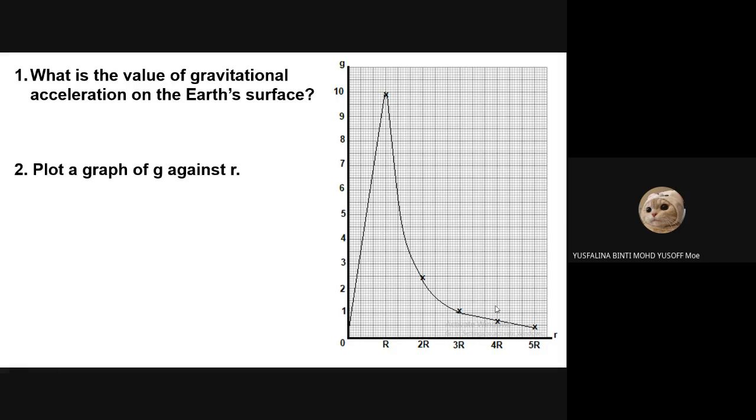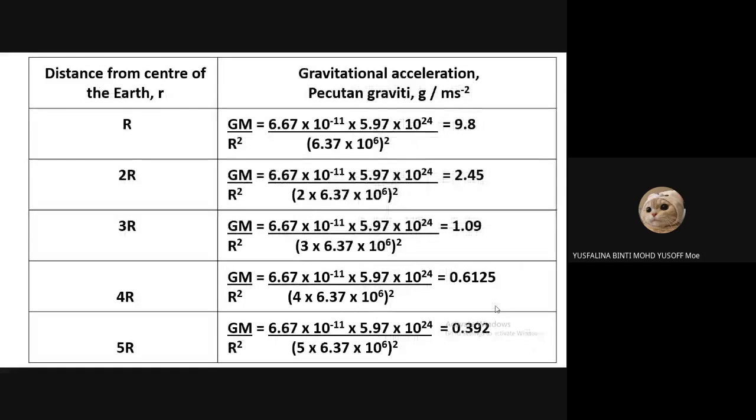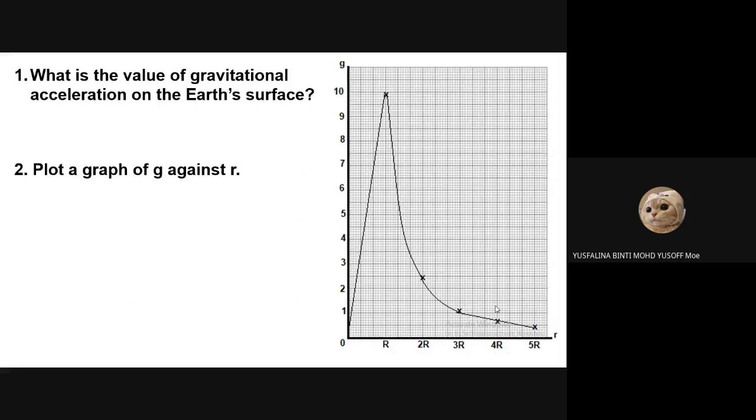So you can see here, we can just plot a graph. When we plot the graph from 0 to R, the gravitational acceleration will increase. When it starts from R to 5R, the gravitational acceleration decreases. We already proved that by the calculation. When we plot, you can see that from 0 to R it's increasing, but after it passes the radius of the Earth, the graph is decreasing. The gravitational acceleration is decreasing.